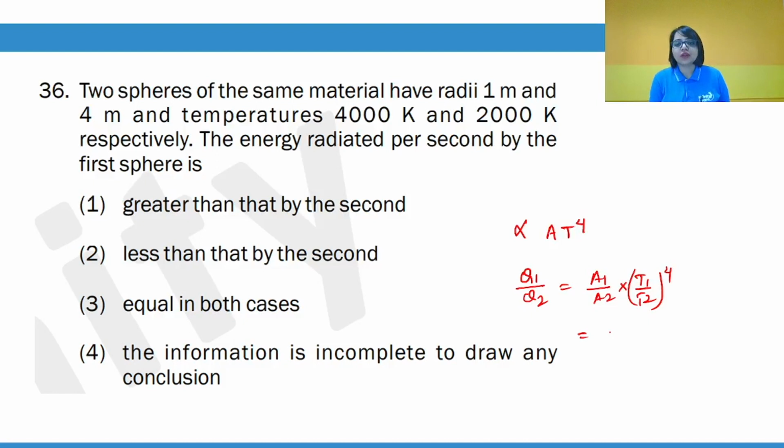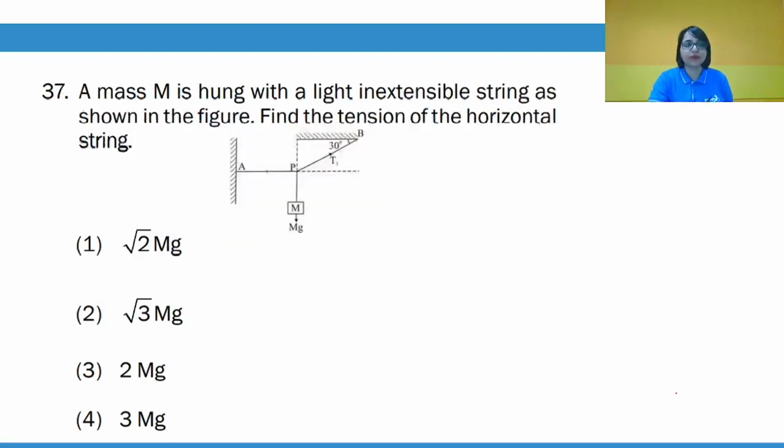A1 upon A2 will be 1 square upon 4 square, because area is directly proportional to radius square, into T1 upon T2. So it will be 4000 Kelvin divided by 2000 Kelvin to the power 4, right? So this will be 2 to the power 4, which is 16. So Q1 upon Q2 will be 1. So it will be equal in both the cases, which is option 3.